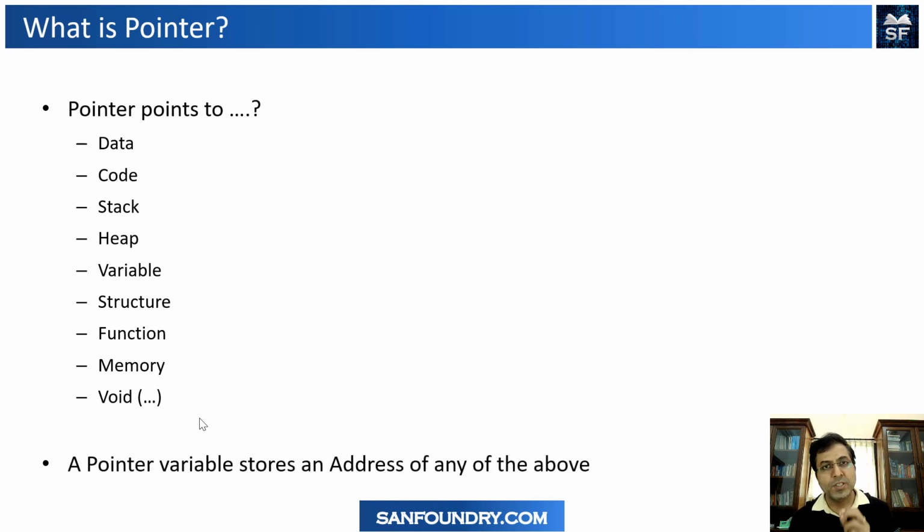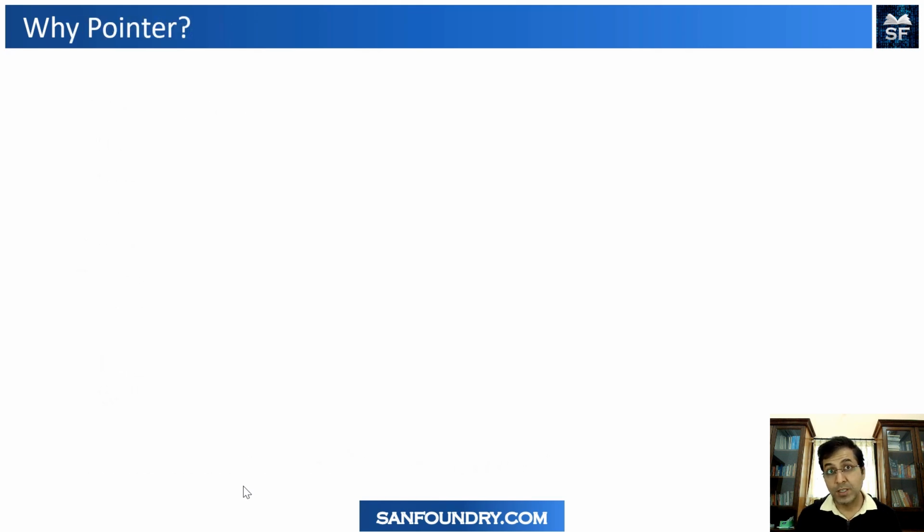So in a nutshell, or in summary, when we say a pointer variable, because in programming we have a variable, it's a pointer variable. So a pointer variable stores an address of any of the above things that I have discussed, right? So let's move on further to understand why we require a pointer.